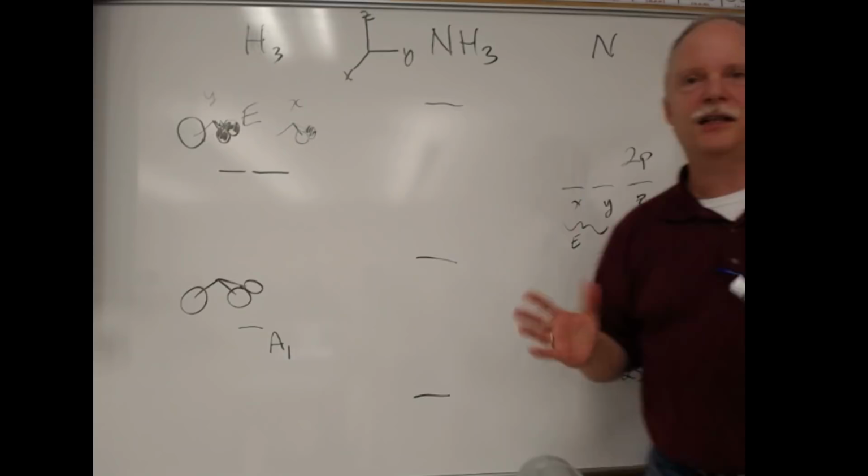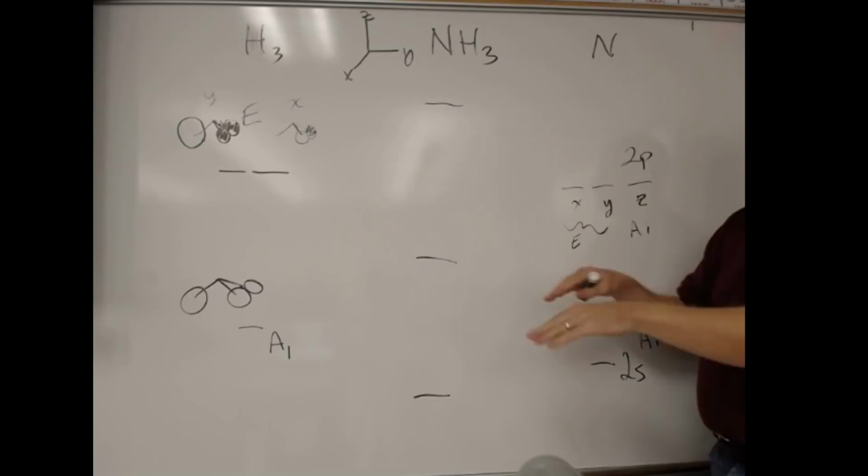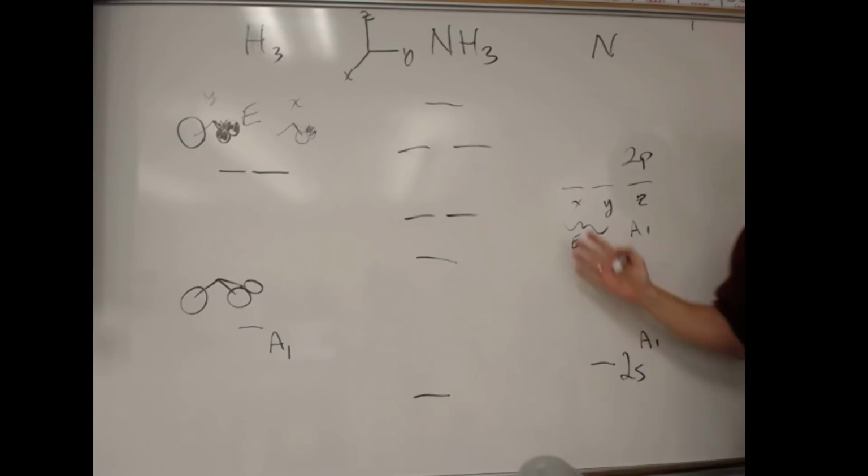Let's mix the E's as well. So they come in and they can add together or be out of phase, so they're gonna be splitting apart. Two are gonna drop, two are gonna go up higher. So I'll draw two E's here and two E's here. So I came in with, let's see, 4, 5, 6, 7 symmetry-adapted linear combinations, and I should have 7 molecular orbitals.